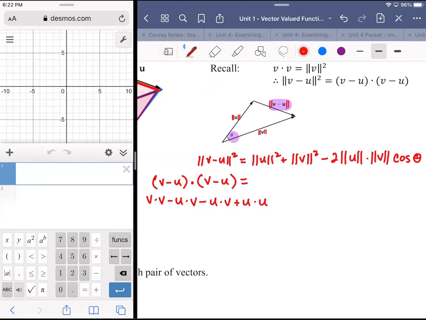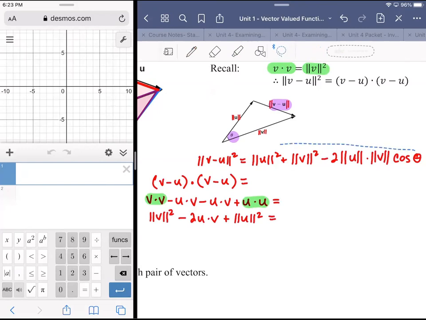And that's important because if we go back to that rule, we can say, wait a minute, v dot v is the same as the magnitude of v squared. U dot u is the same as the magnitude of u squared. So magnitude of v squared minus, we can combine like terms, fortunately, 2u dot v plus magnitude of u squared. And we can combine the like terms because of the scalar multiple rules that we were talking about on the previous page. They allow for that.